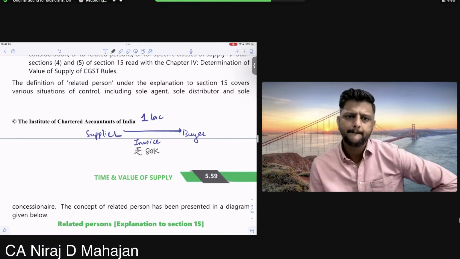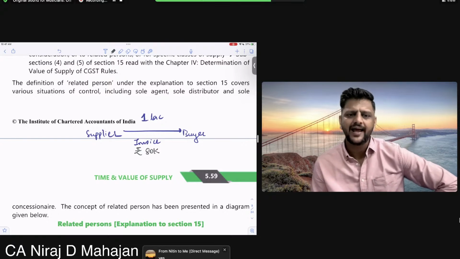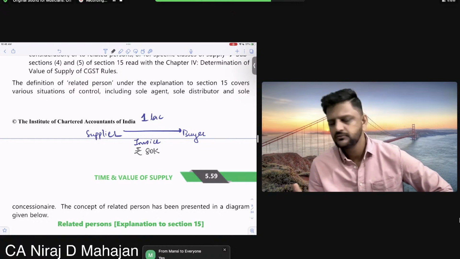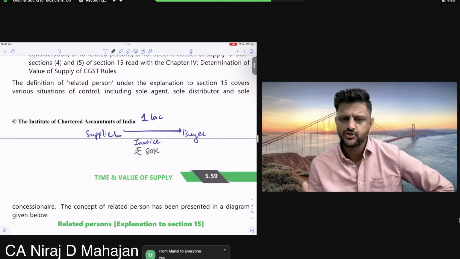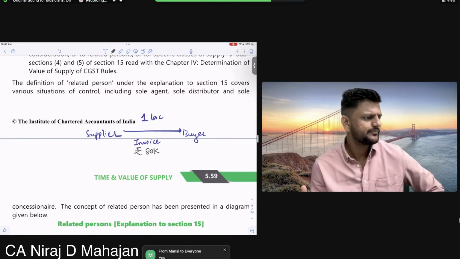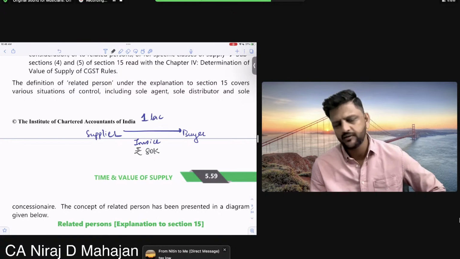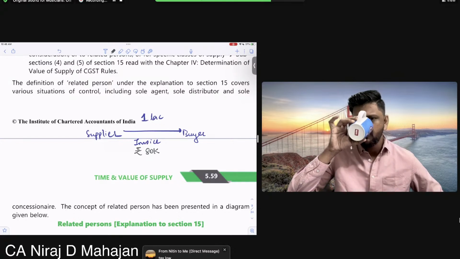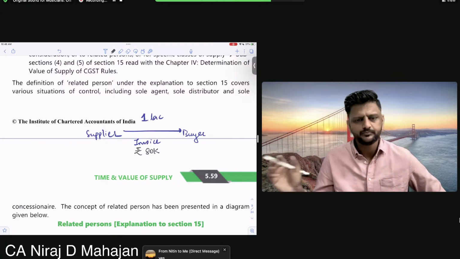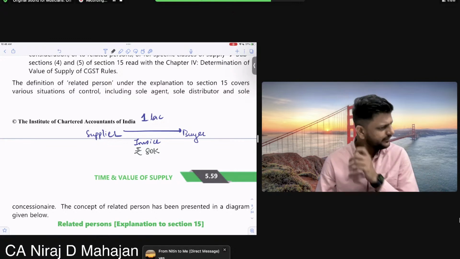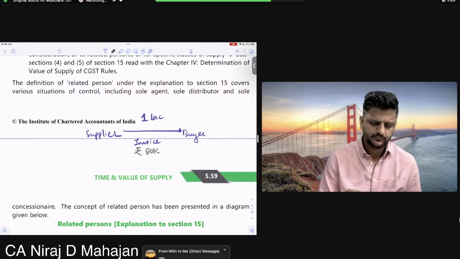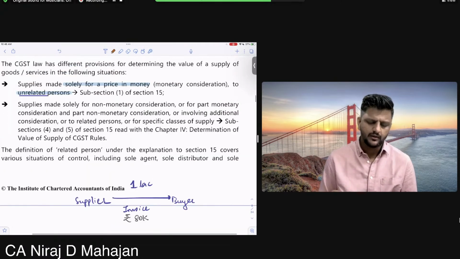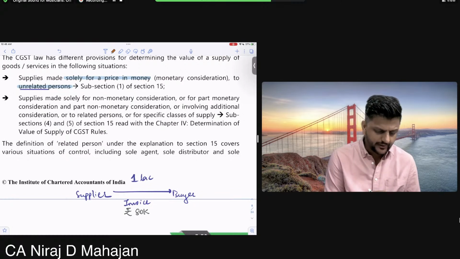Clear till here? The buyer has the advantage of not paying tax on 20,000. That is his saving. What is the advantage of the supplier? Income tax also and GST also. GST, obviously, output tax is reduced. And automatically, therefore, even income tax is also reduced. Clear till here, everybody? Done, everybody? So that is the reason they should be unrelated.